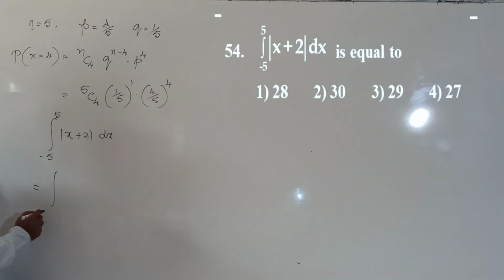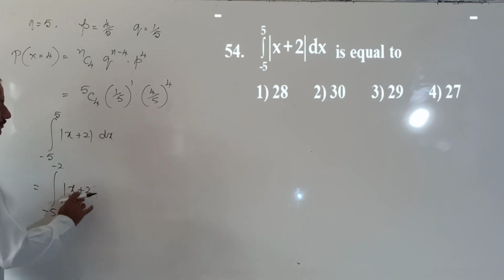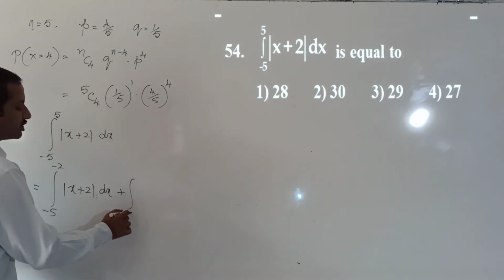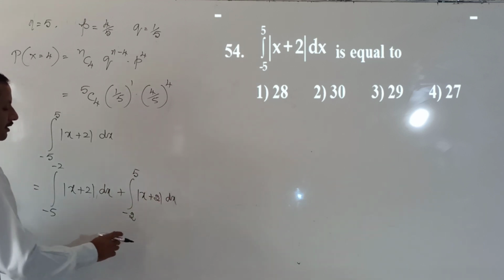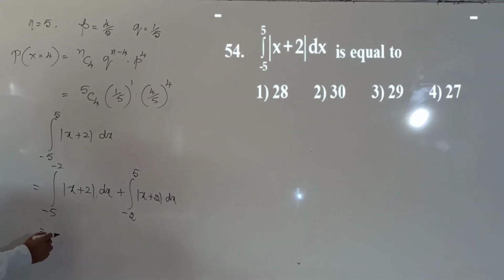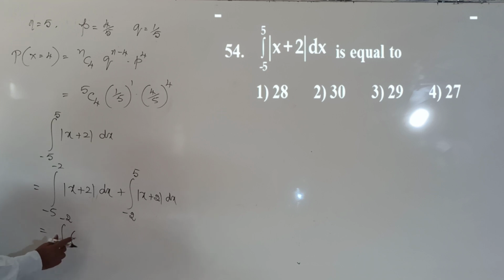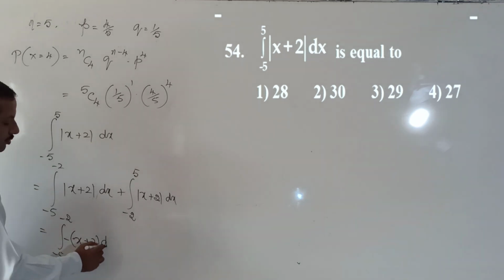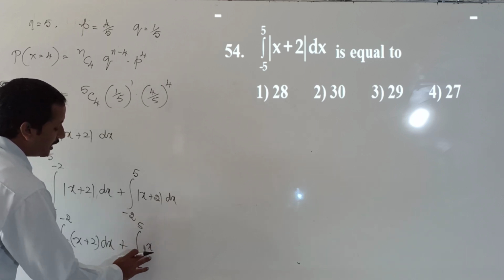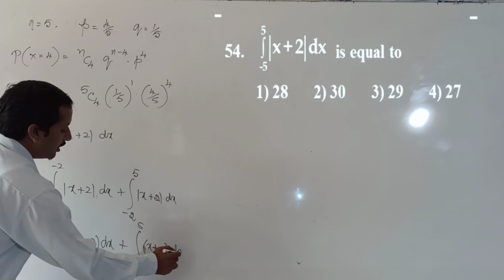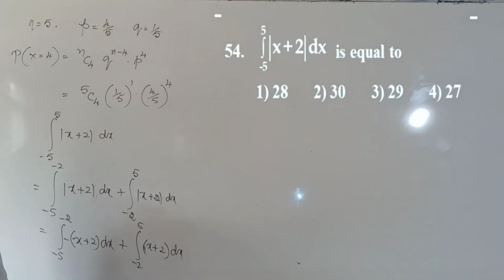So I have to split it as integral from minus 5 to minus 2 of mod of x plus 2, plus integral from minus 2 to 5 of mod of x plus 2 into dx. In the interval minus 5 to minus 2, it will become minus of x plus 2 into dx. And when x is greater than minus 2, mod of x plus 2 is defined as x plus 2. Now integrate it and get the answer. Answer will be 29. This is one way of doing it.